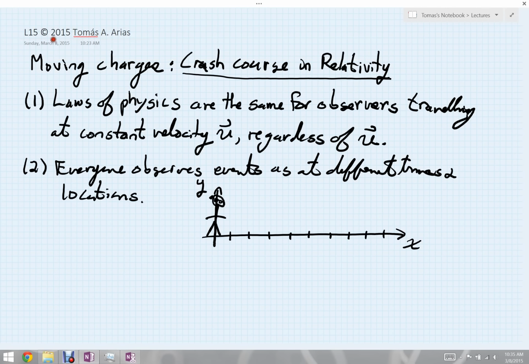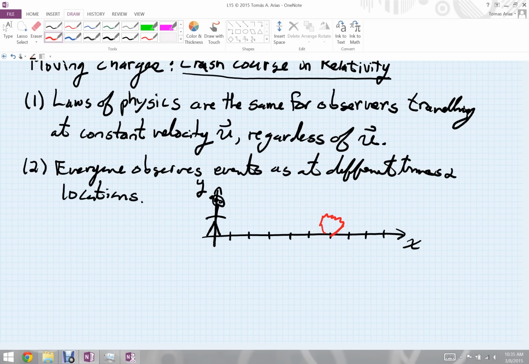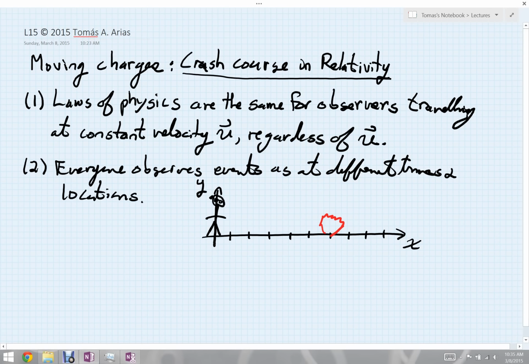And now maybe something happens. Maybe an explosion occurs. So there's going to be some explosion, say, at this particular location. So I can then make a record of precisely where and when I thought that explosion occurred, and I will call myself here observer number 1. And that means when I record that event, it's going to occur at a certain location in my coordinate system, which I will call x1. And when I look at my watch, I will see that it occurred at a certain time, t1.